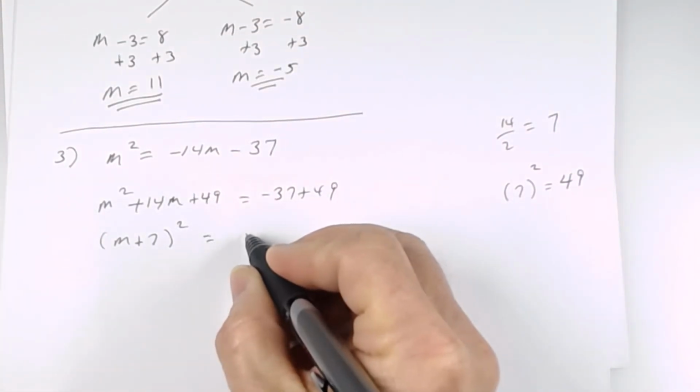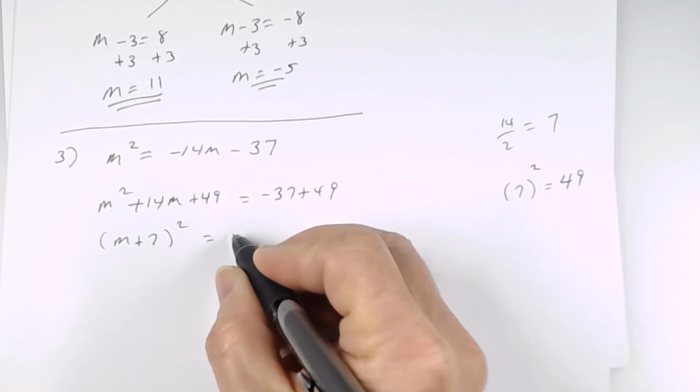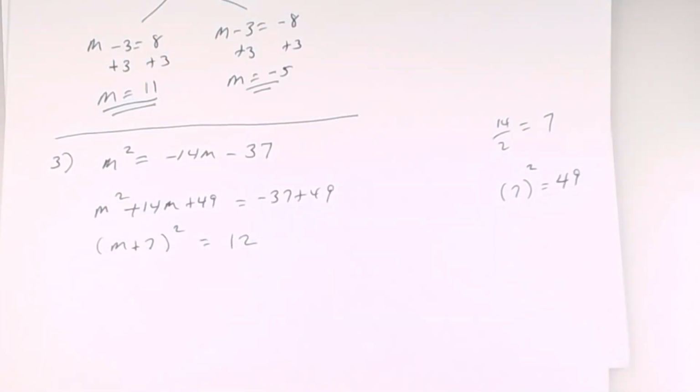And what does that equal? 12? Okay, so that's where we're at. And the rest of this is stuff we had previously and today. What's the next step? Square root. Take the square root of both sides. So we're using the square root property. So we take the square root of both sides.